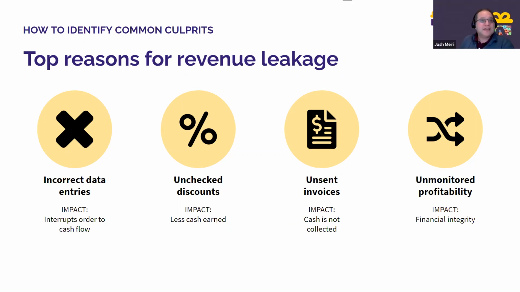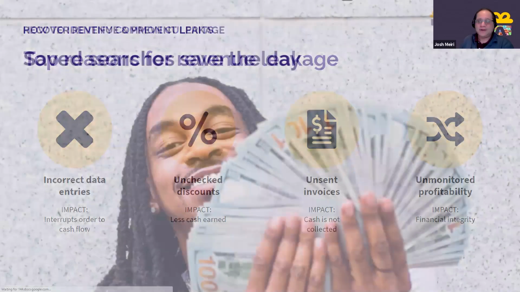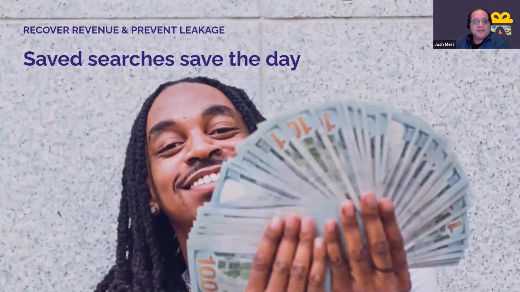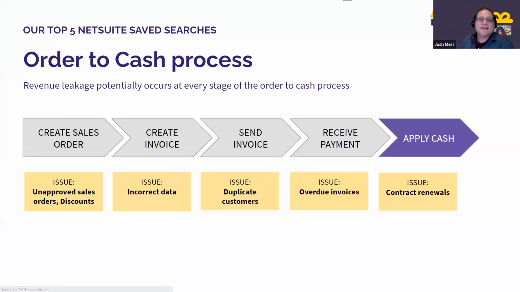Sure. And the first layer would be saved searches, right? A layer above that would be NetSuite. But we could dive into the details, where the first layer of defense is the saved searches that are here to save the day. So if we think about the process or the areas we spoke about earlier, then we could look at these top searches in the order to cash areas, where we could look at these items. While you're reading the slide, Penny, if you'd like to add anything.